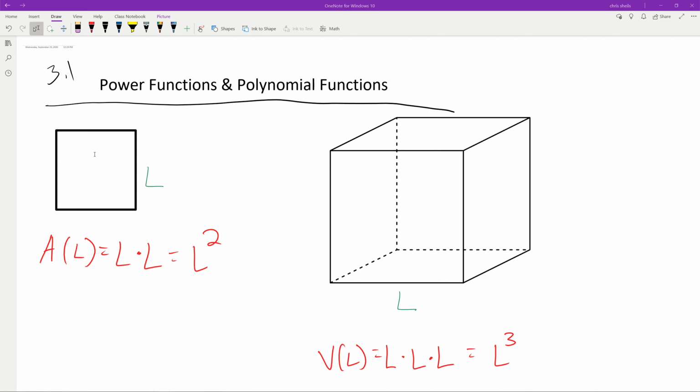Let's say that I have this square, like I do on the left-hand side, with a side length of L. If I want to write a function for the area of the square, I might say that A of L is equal to L times L, because if one of my side lengths in this square is L, then the other side lengths are also L. Squares have the same side length for all of their sides. And this is equal to L squared.